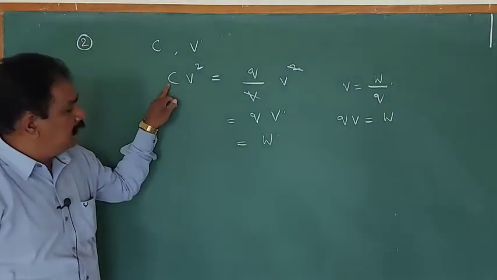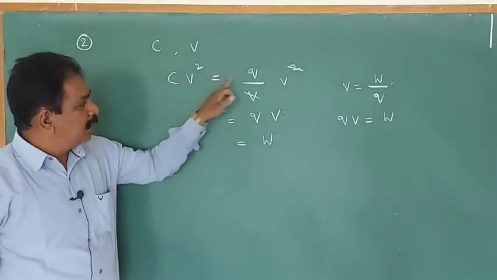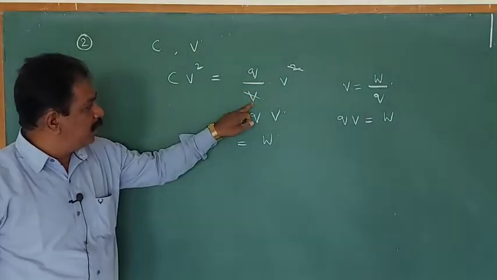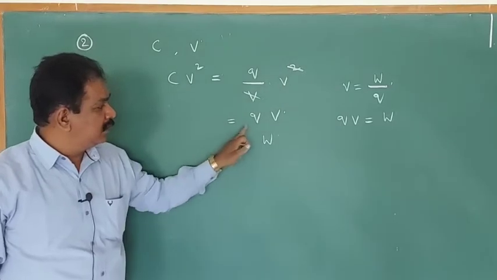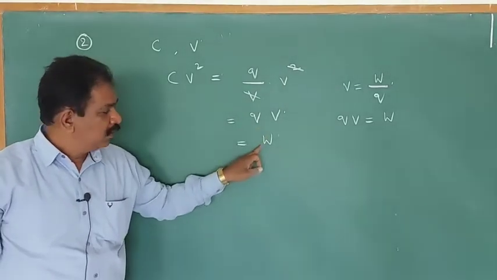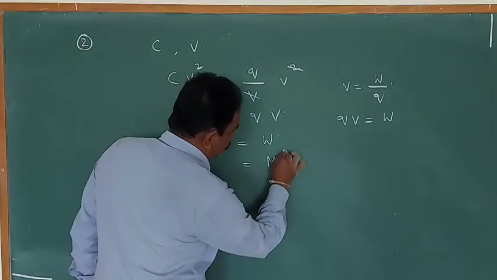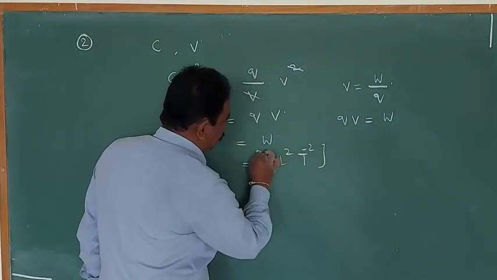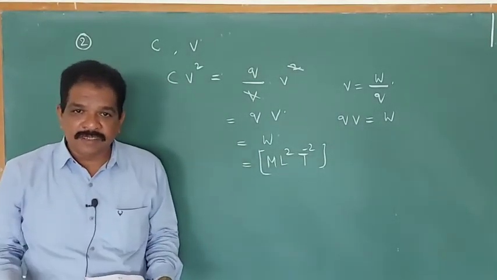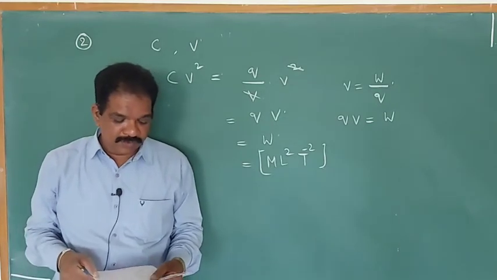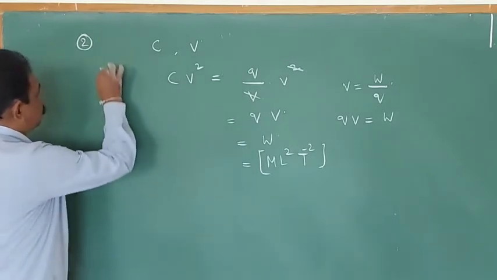Here what is C? Capacity. What is V? Potential. The capacity formula is Q by V into V square. V will cancel, so it becomes QV. QV is equal to W. W is work done. We know the dimensional formula for work done, M L square T power minus 2. So for the second question, it will be the fourth option.